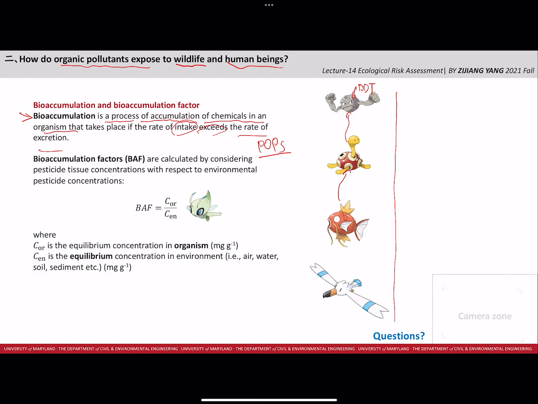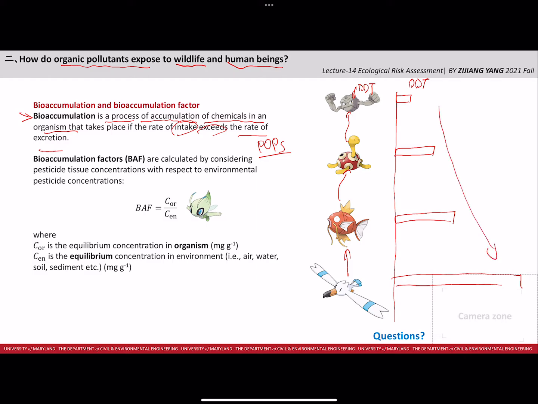Anyway, and then the fish will get that DDT. And then the bird will eat the fish, so DDT will come to the bird. So finally, we have the DDT concentration here for the worms, for the fish, and finally it will result in a very large concentration of DDT in the birds, or at the high level of the food chain.